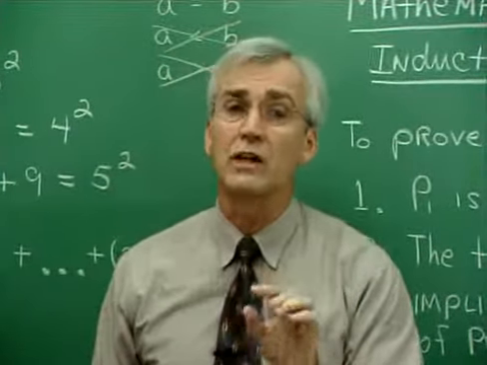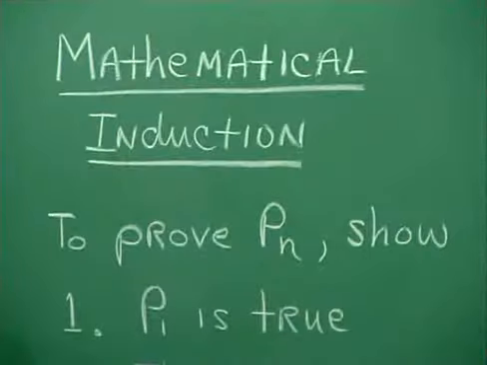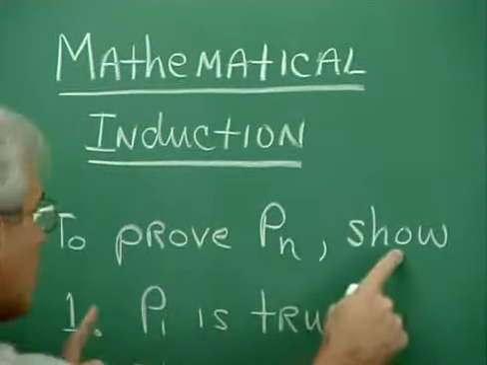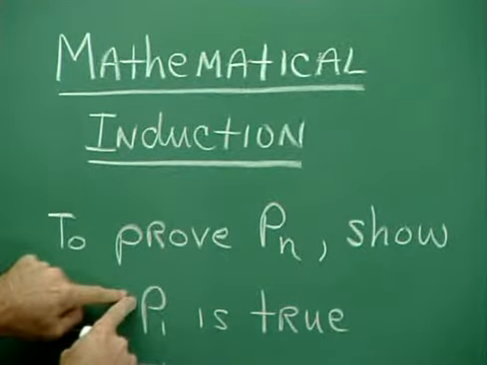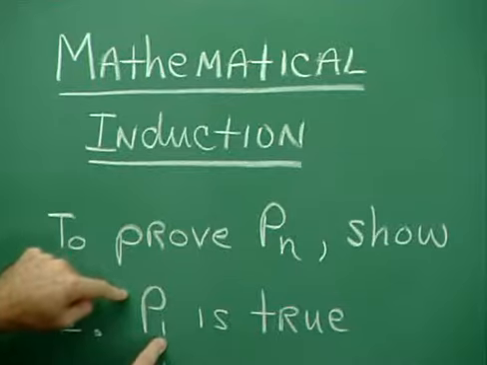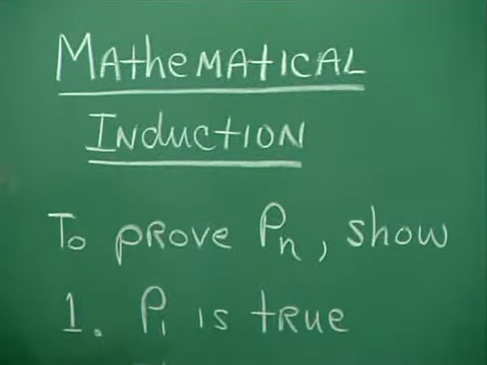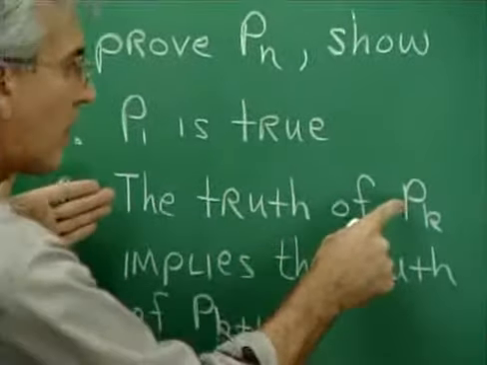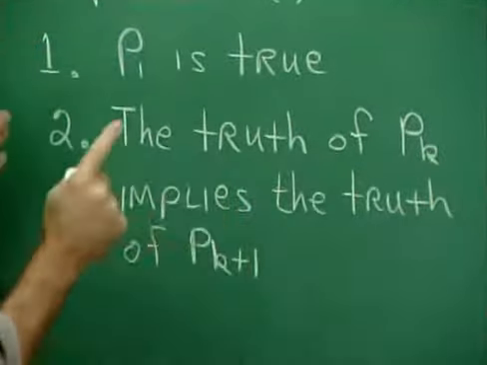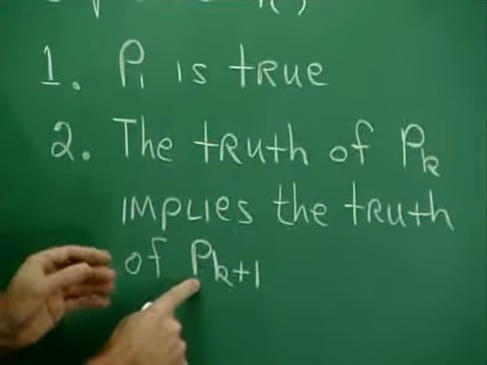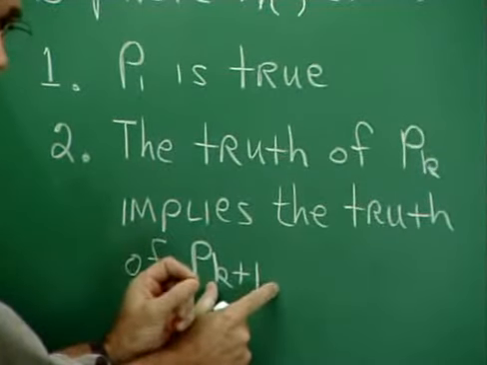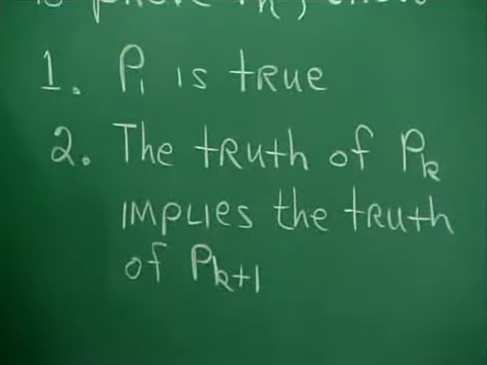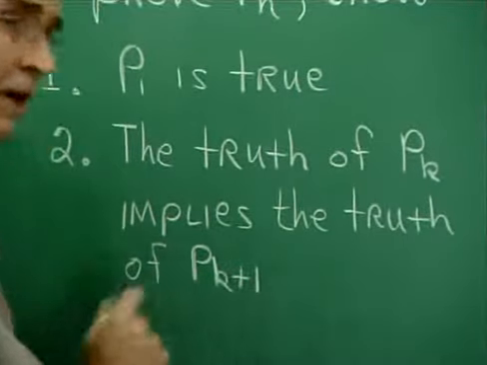All right, math induction involves 2 steps. Here are the 2 steps. To prove that a proposition is true for n items, we need to show first that the proposition is true for n being 1, for the first item. And then, and here's the kicker, we need to show that the truth of the proposition for k items implies the truth of the proposition for k plus 1 items. That is, the truth of the kth item implies the truth of the k plus 1th item.